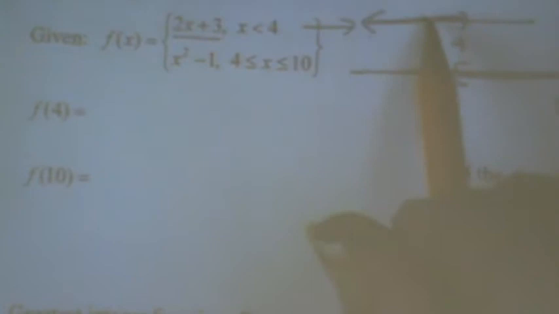So now, if I give you this problem, what's f of 4? Where does 4 fall? Does it fall in this category or this one? The bottom one. 4 is right here. So you're going to plug 4 right here. You're going to do 4 squared minus 1. What's 4 squared minus 1? 15. It's 15.